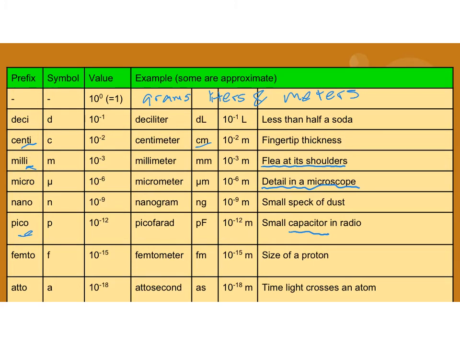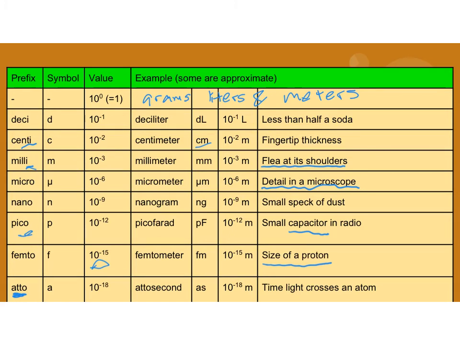A femtometer. So a femtometer is 10 to the negative 15 order of magnitude, and a femtometer is the size of a single proton. And then we have 10 to the negative 18 order of magnitude. That is an atto, or in this case, an attosecond. And that is the time it takes for light to cross an atom.